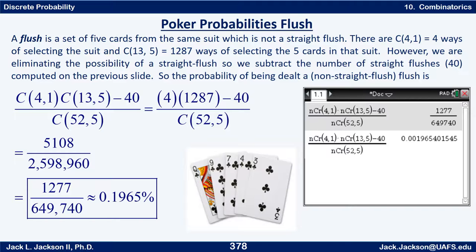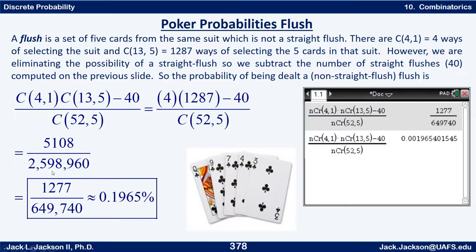But we already figured out the 40 that are straight flushes. So we're going to subtract that off. So there'll be 4 times 1,287 sets of cards, all the same suit, but we subtract the 40 that are straight flushes. That leaves 5,108 flushes that are not straight flushes.